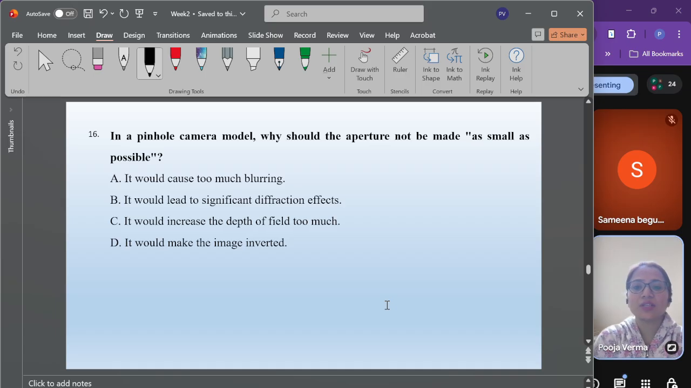Now, our next question is related to the pinhole camera model. In a pinhole camera model, why should the aperture not be made as small as possible? Option A, it would cause too much blurring. Option B, it would lead to significant diffraction effects. Option C, it would increase the depth of field too much. Or option D, it would make the image inverted.